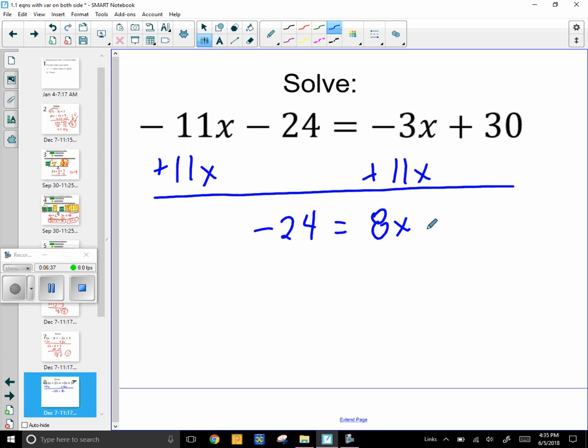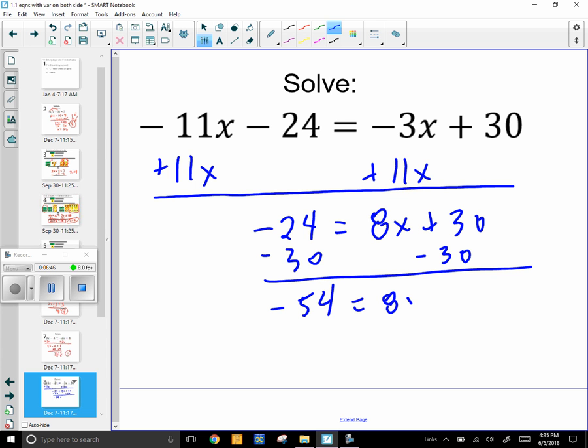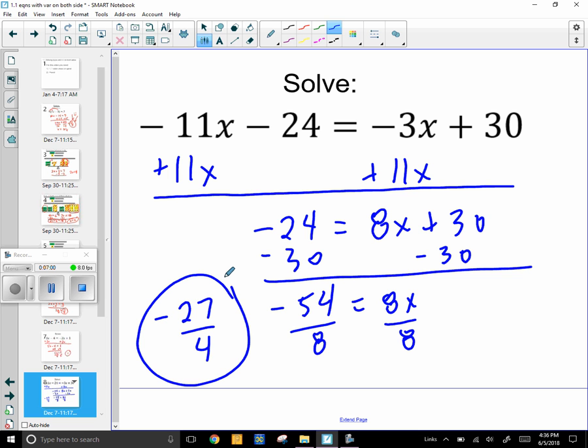All right, so that gives me 8x plus 30. I subtract 30 from both sides, and that gives me negative 54. And you divide by 8, and that gives you negative 54 over 8, which happens to be, well, we can reduce it. Divide by 2, and you get negative 27 over 4. And that answer is perfectly fine. If you want to change this to negative 6 3/4, you can do that as well.